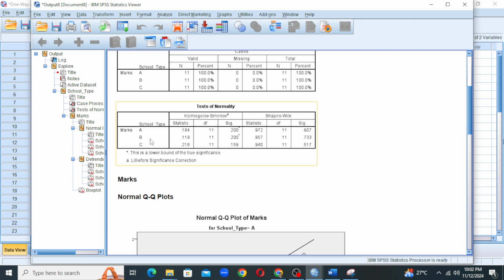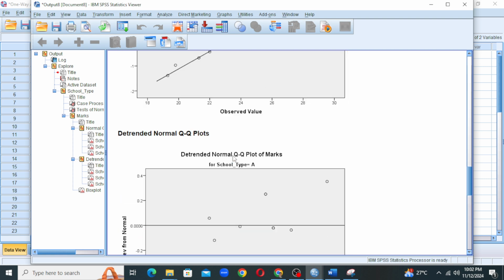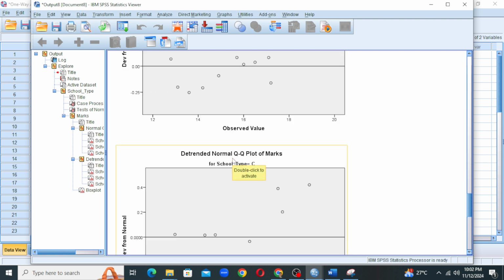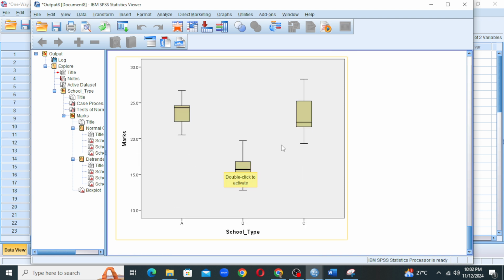for all the three school types, as the figures are above 0.05. Even these plots are indicating the same. And in case you have requested descriptives, you will notice the mean, trimmed mean, skewness and kurtosis figures, and those are towards normality. So here in this box plot, we can refer to it at a later stage.